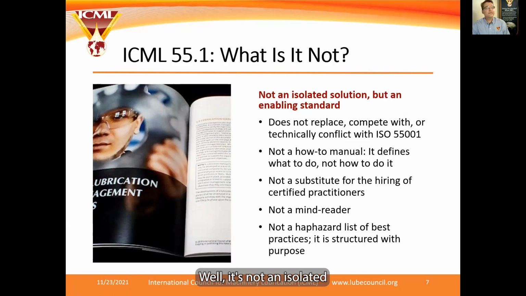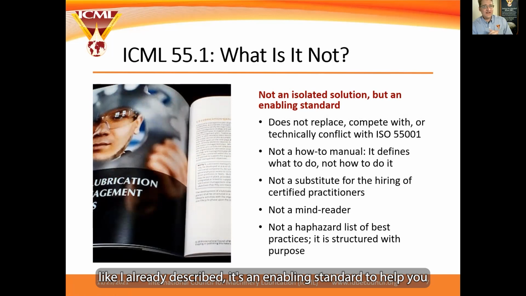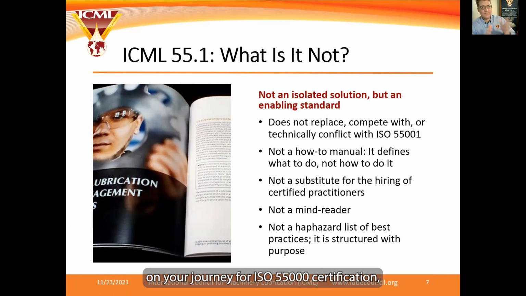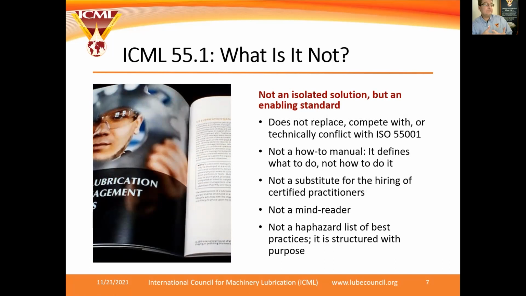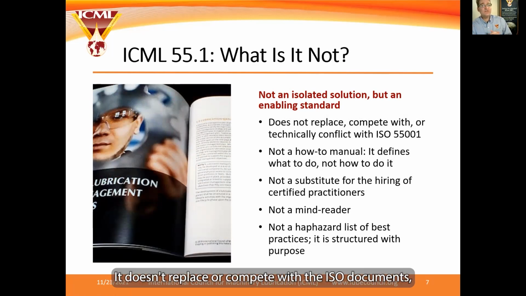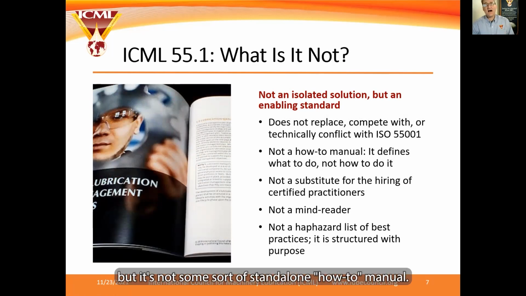Now, what is ICML 55.1 not? Well, it's not an isolated solution, aside from being intended for use in conjunction with 55.2. And like I already described, it's an enabling standard to help you on your journey for ISO 55,000 certification. So it's not meant to be used in a vacuum by any means. It doesn't replace or compete with the ISO documents, but it's not some sort of a standalone how-to manual.